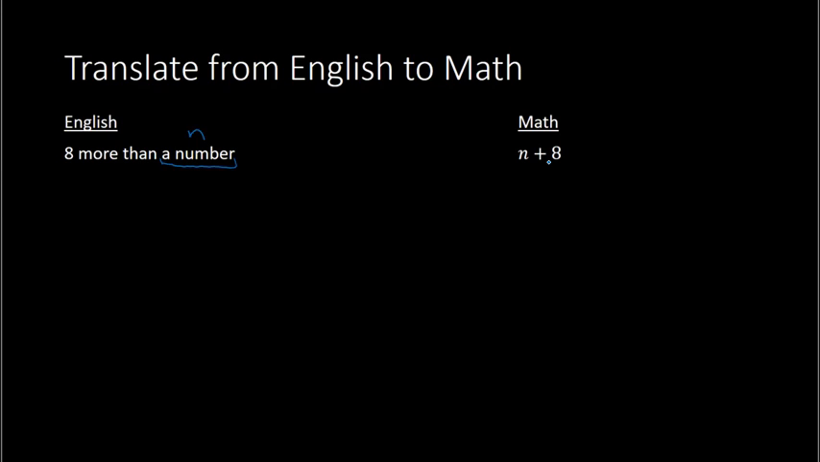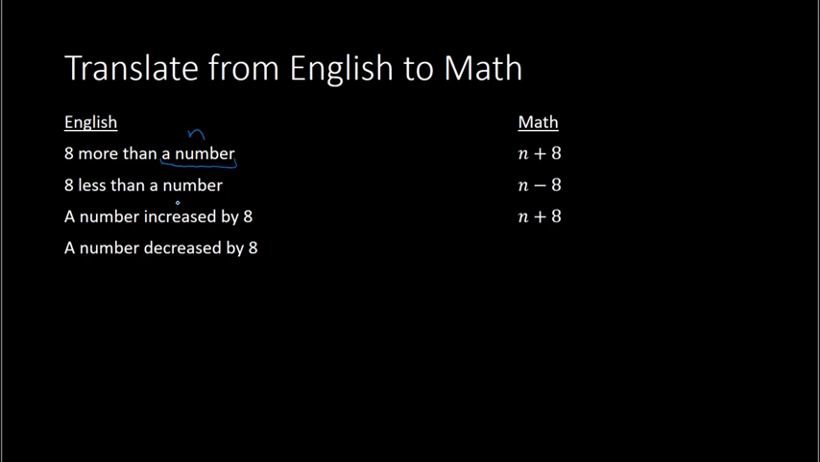8 less than a number means I take the number and subtract 8. So be careful, this would be n minus 8, not 8 minus n. Next we have a number increased by 8. So a number, or n, or whatever variable, increased by 8 means I take n and add 8 to it. So n plus 8. If I had a number decreased by 8, I have a number n minus 8. That means it decreased by 8.